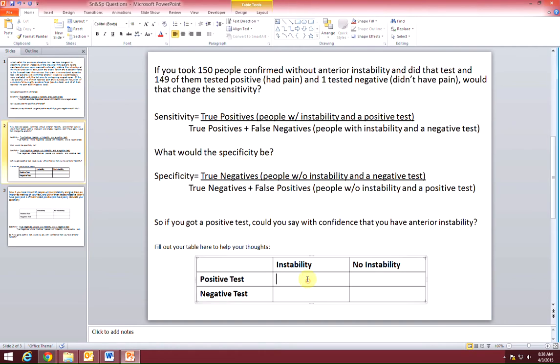So if we plug this into our chart here, we said 140 people have instability with a positive test, and 10 people have instability but have a negative test. Those are our false negatives. Going back to our calculation up here, it's simply 140 divided by 150, because it's the true positives plus the false negatives, which gives us 0.933.